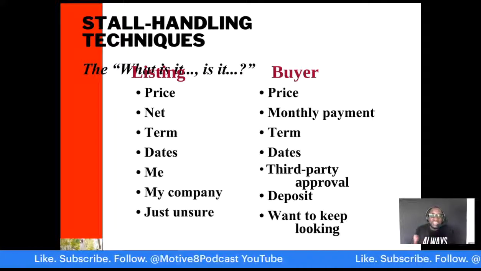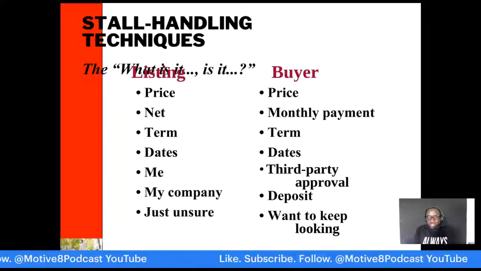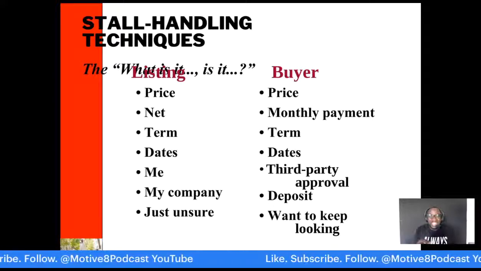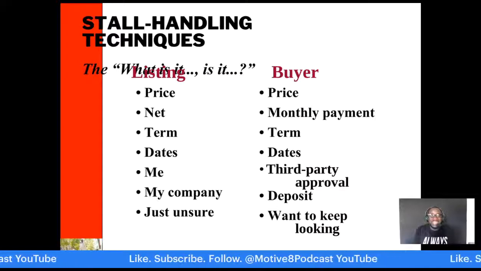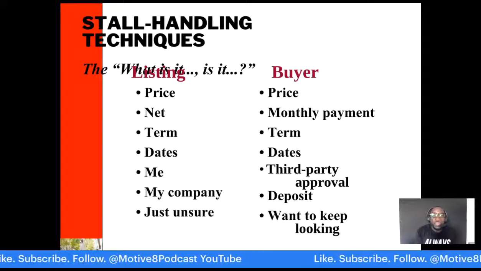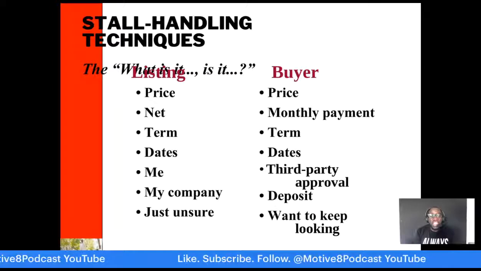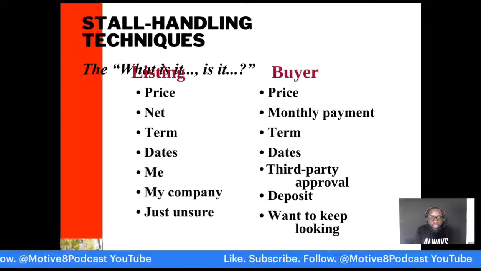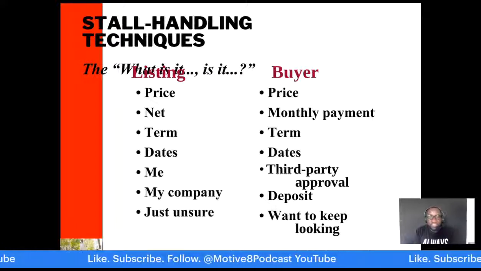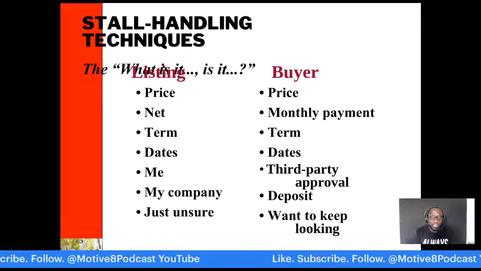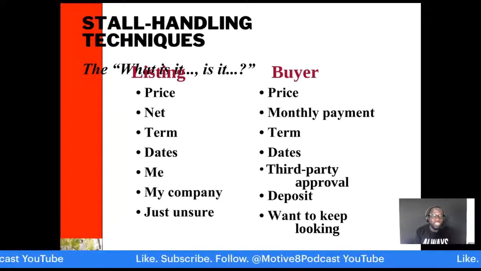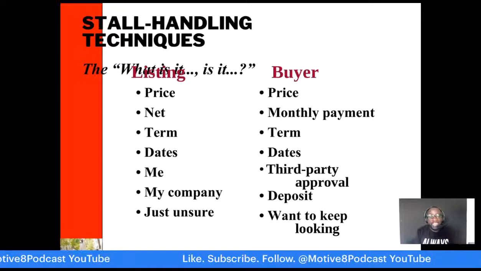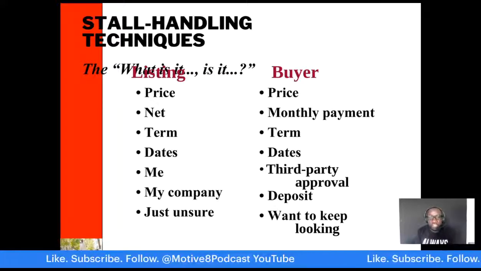The stall handling techniques. Now, I told you earlier, this is geared towards realtors selling a house. I call it the "what is it" technique. On one side, if I'm listing a house, we're at the conversation. I've had this happen because my background is in real estate. I've had a Maryland license and a DC license, so I've been in and around real estate since 2002. I'm very comfortable with the process of selling real estate.